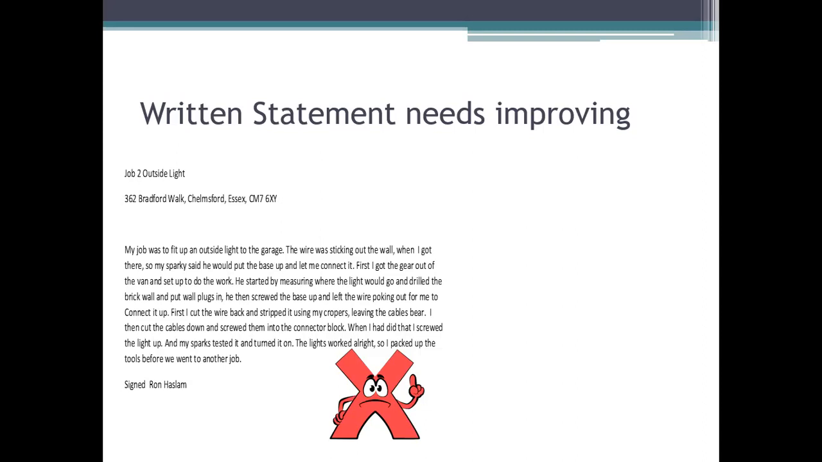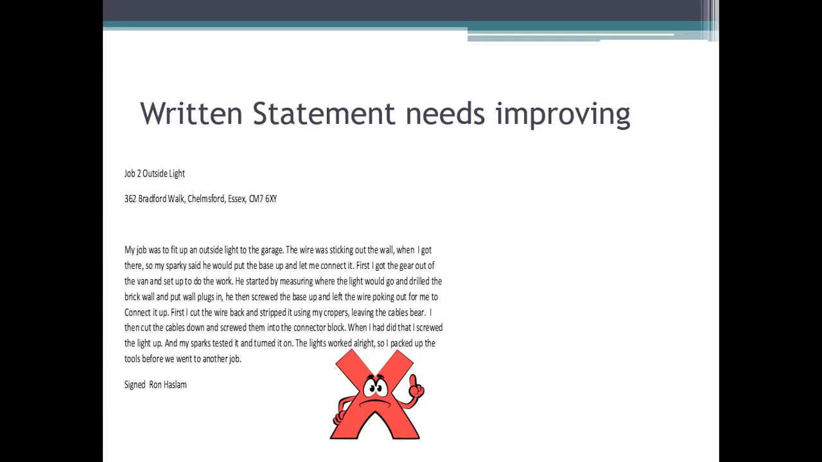And if we read through it, it says, my job was to fit up an outside light to the garage. The wire was sticking out of the wall when I got there, so my sparky said he would put the base up and let me connect it. First, I got the gear out of the van and set up to do the work. He started by measuring where the light would go and drilled the brick wall and put wall plugs in. He then screwed up the base and left the wire poking out for me to connect it up. Right, so up to this point, there is no evidence. This is everything your electrician's done, and it doesn't explain anything that you've done for yourself.